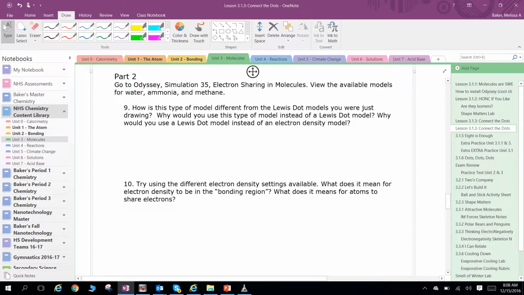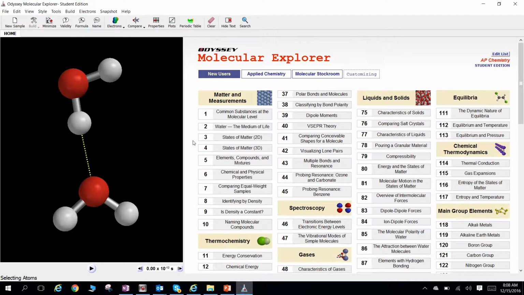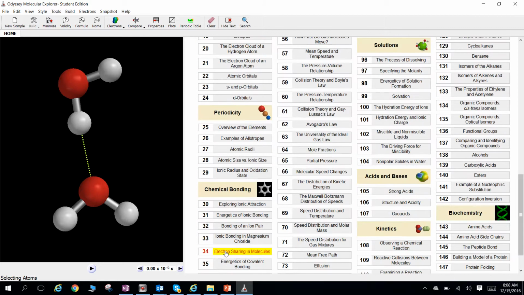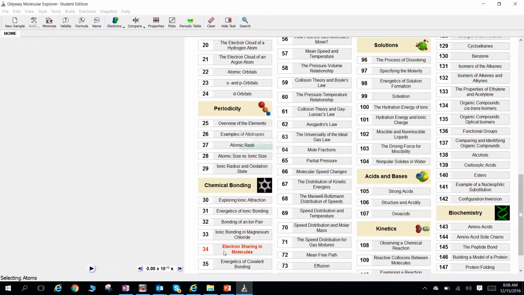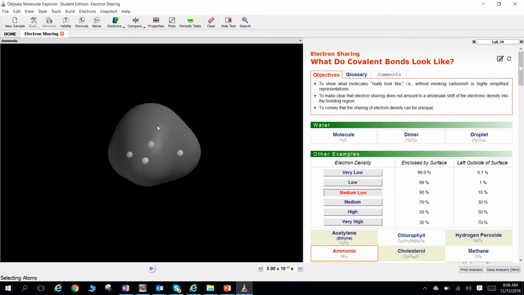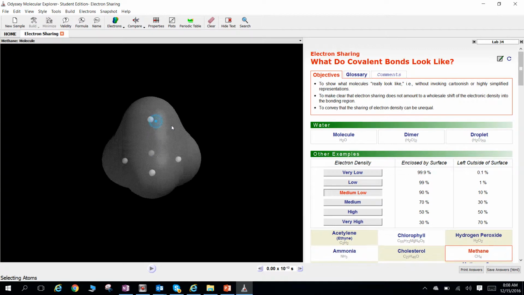And then it asks you to look at some different electron sharing. And it says to open simulation 35 in Odyssey, but mine is actually 34. So look for the one that says electron sharing. And when you open this up, you can see that the shape of water is quite different from the shape of ammonia or the shape of methane, because there are different density clouds around each of those atoms.